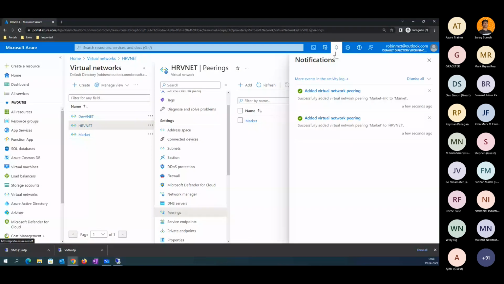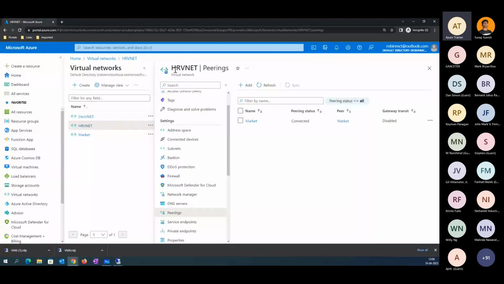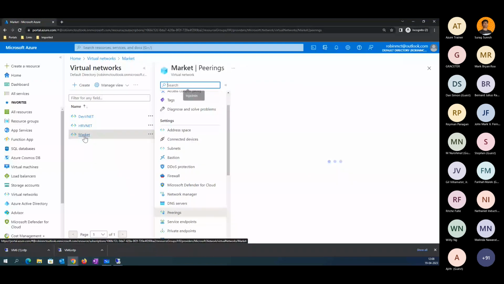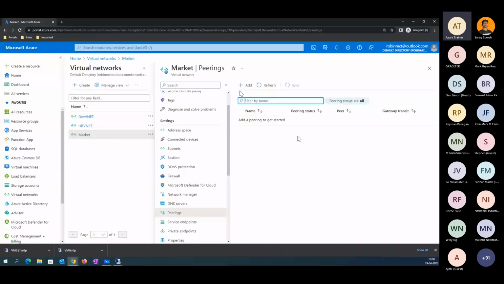See, right now you may be able to see this is actually making a kind of trust between one network and another network here. For example, if you go to the properties here, HR VNet, you can see HR VNet has been paired with the market department. Now, if you go to the market department, you can see market is actually paired with the HR network. See, market and HR have been paired.